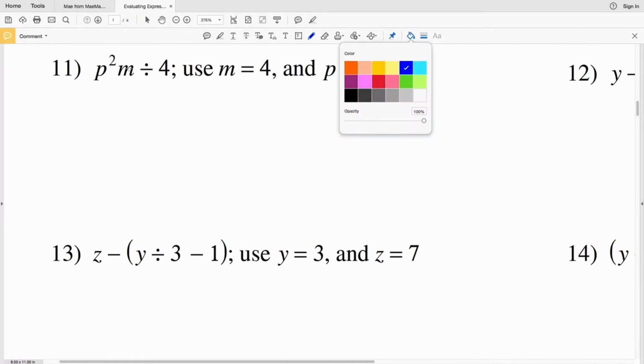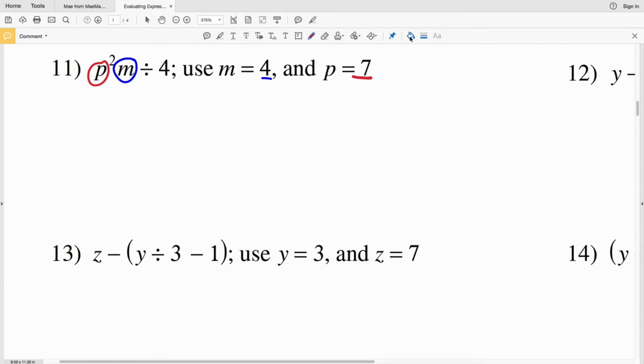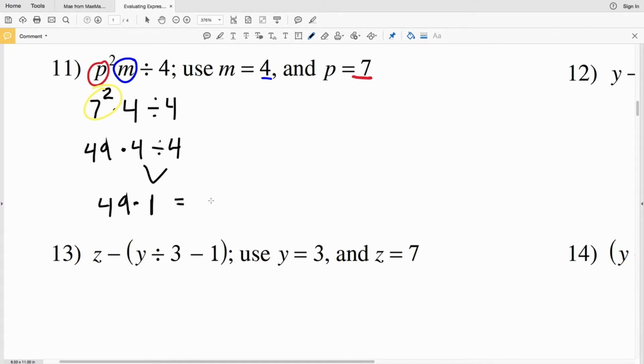So this says p squared times m divided by 4. m is going to be 4, so we're going to plug a 4 in for m. And p is going to be 7. So plugging those values in for the variables in the expression, we're going to get 7 squared times m, which is 4, divided by 4. Now remembering order of operations, we have to do exponents first. So 7 squared is going to give us 49 times 4 divided by 4. Now we can either do multiplication or division. The order for that doesn't matter, but we're going to do division first because 4 divided by 4 is just 1. So we're going to have 49 times 1, which is equal to 49.